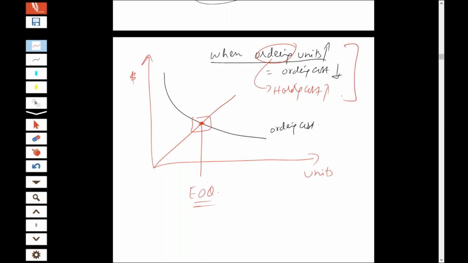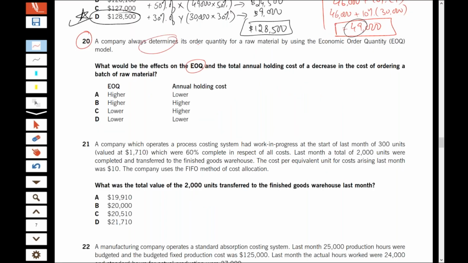Remember these statements. When your ordering units increase, it will increase your holding cost. Definitely your units are increasing and so is the holding cost. And when ordering units are increased, the number of orders is reduced. So that means your ordering cost will be reduced. So a company always determines its order quantity for the raw material by using the economic order quantity.